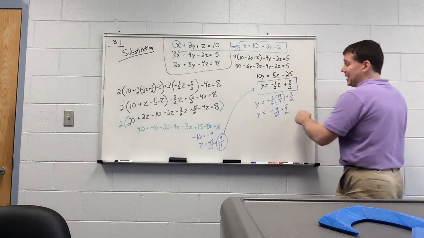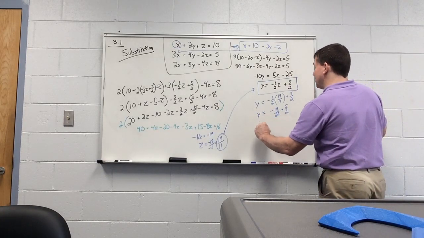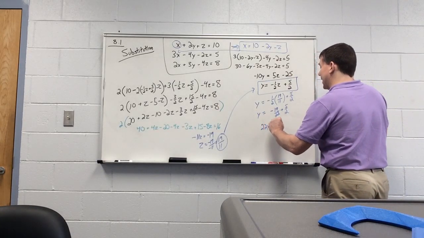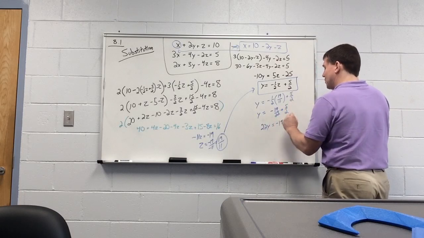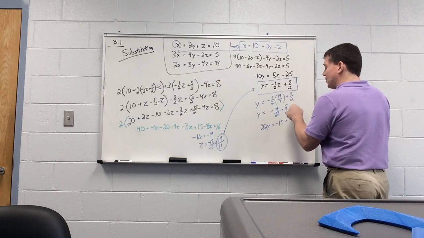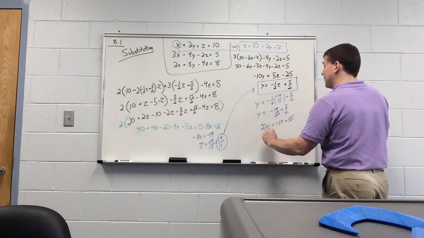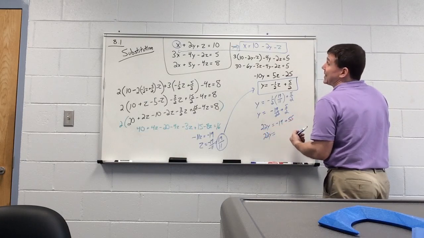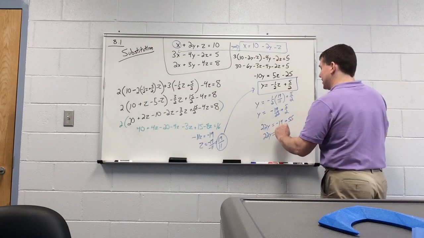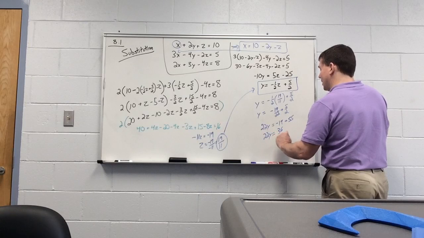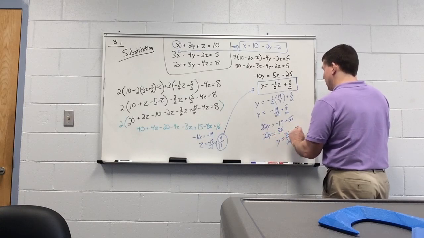Here again, to make it easier, multiply everything by 22. You get 22y equals negative 19 plus, if I multiply this by 22, 22 over 2 is 11 times 5, 55. So 22y is 55 minus 19, which is 36, and then divide by 22. Y is 36 over 22, which is 18 over 11.